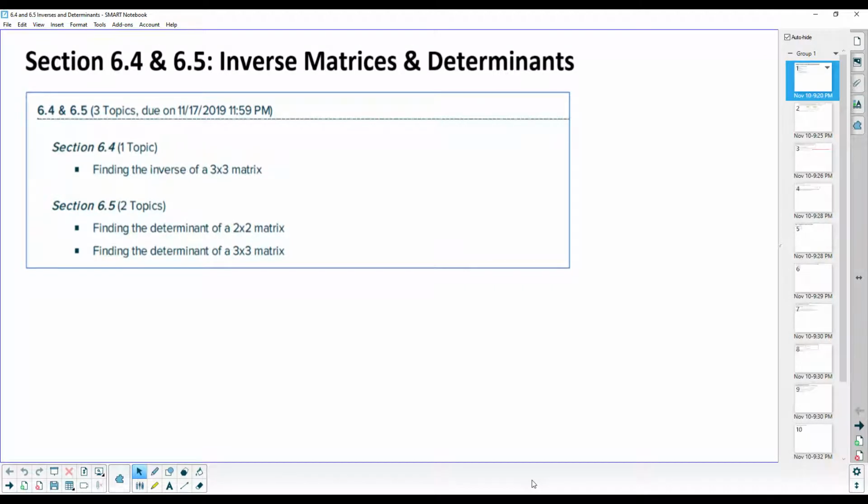Okay, this is section 6.4 and 6.5. There is only one topic from section 6.4, but it's a doozy. I don't think it's as bad as linear programming, but it's not a great topic. And then we have two topics from 6.5. Those ones are, I think, pretty easy as soon as you know the procedure for it, okay?